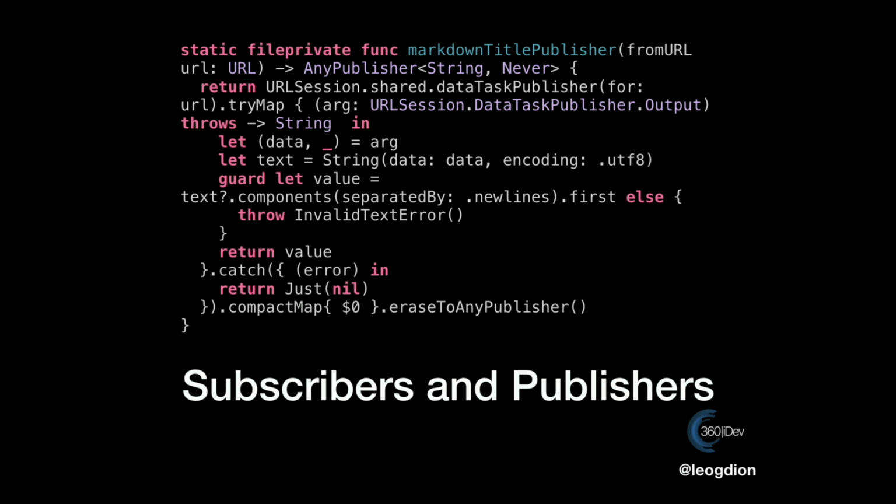Again, we do a catch. So another layer of functional programming here. This catch will deal with both this error here, but also the download error that may occur with the data task publisher. We want it to be nil, and then we do a compact map to get rid of the nil. And then we erase to any publisher, and now we have an any publisher.